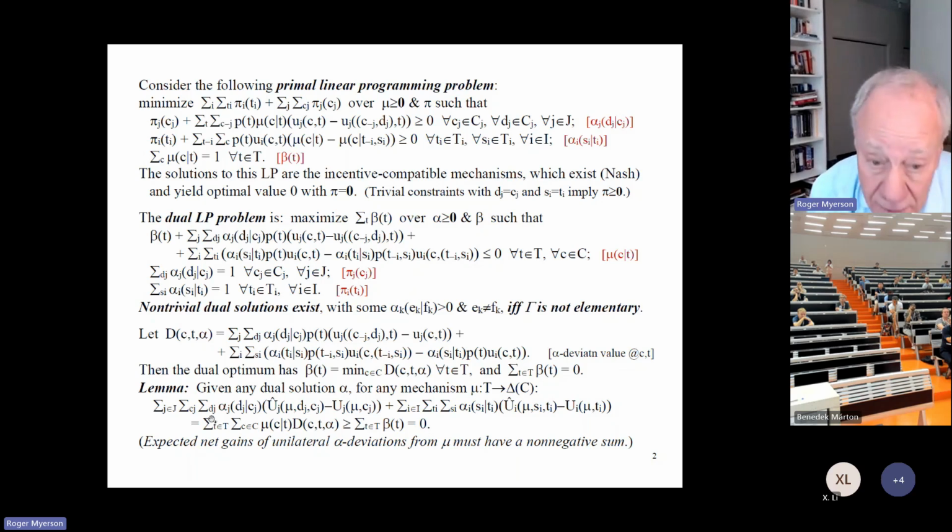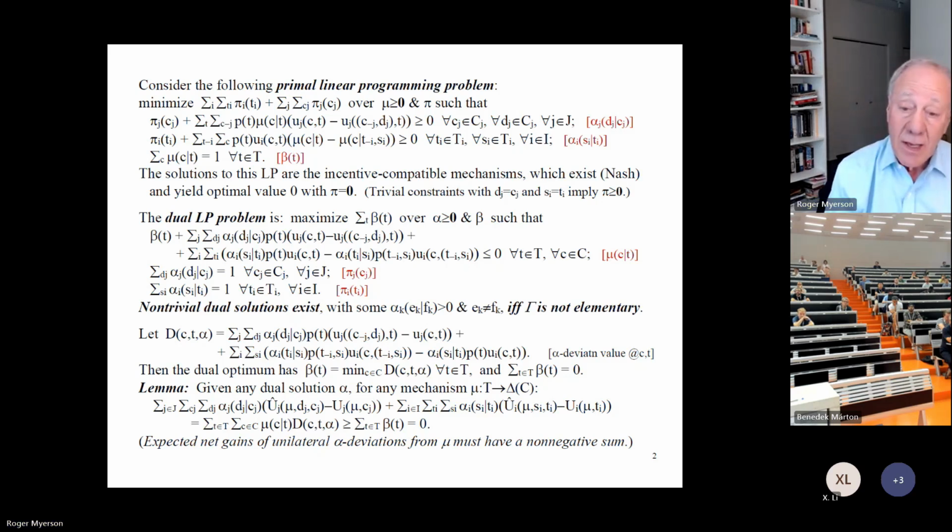So that tells us, what does that lemma say mathematically? It took me a while to read it to you. That tells us in words that if you have an optimal solution to the dual alpha, then for any mechanism mu, not necessarily incentive compatible, the expected net gains of unilateral alpha deviations from mu must always have a non-negative sum. So that's now you know everything about what dual analysis gives you.